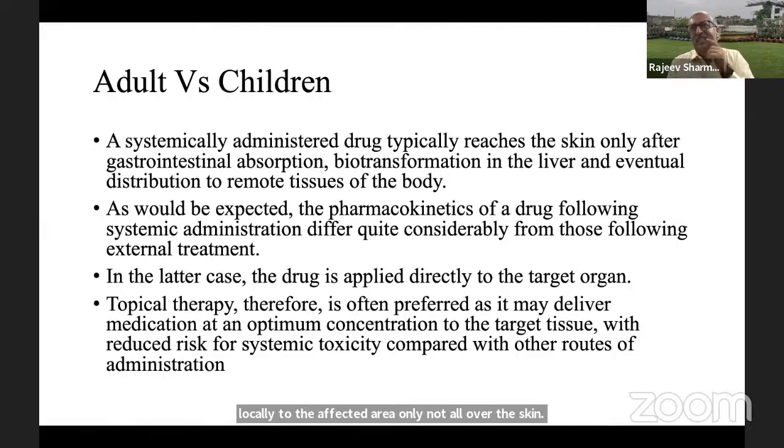So in essence, I would like to say that topical therapy is always the preferred therapy in small children and young adults, as it delivers the medication in the right concentration to the right tissue with the minimal possibility of toxicity if used in the right doses.